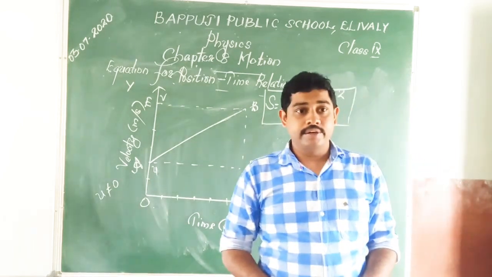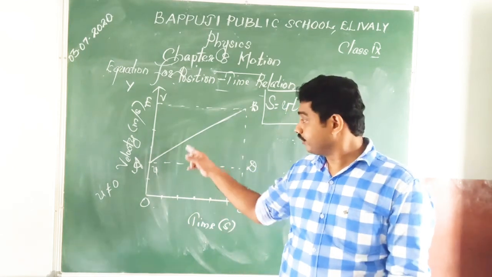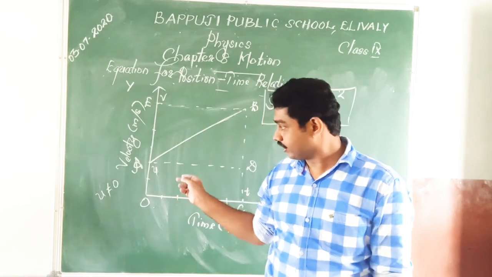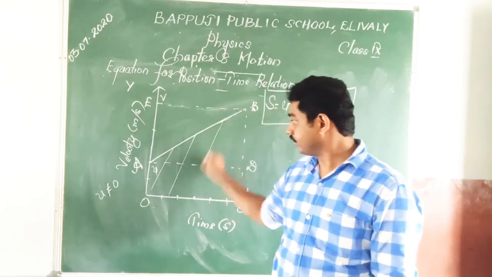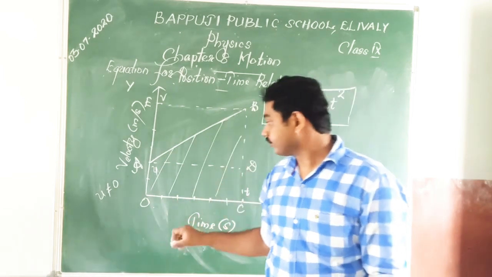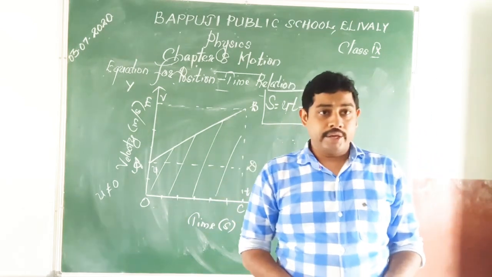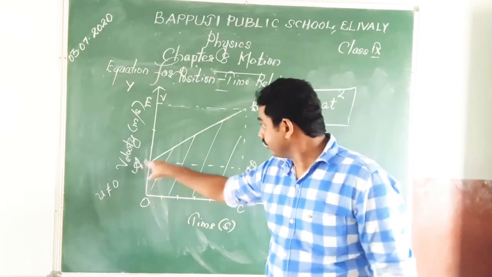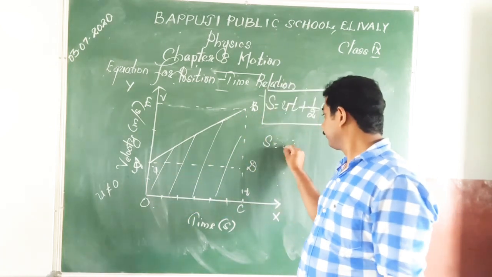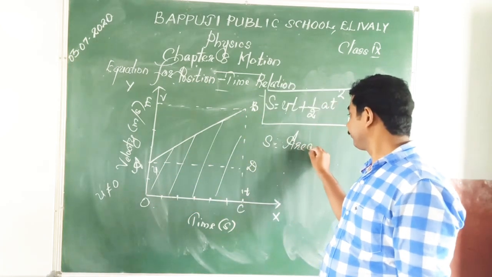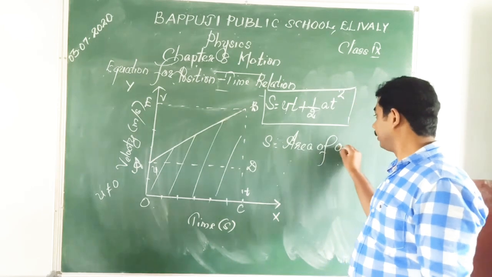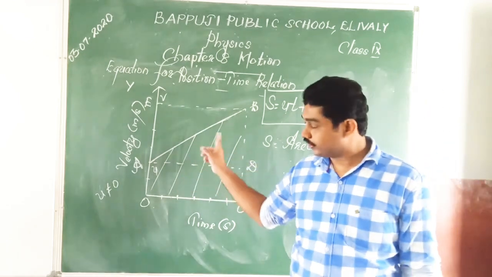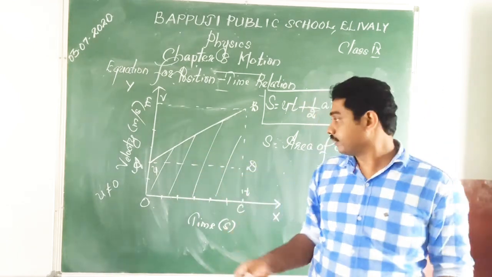Then we have studied that the area enclosed within the velocity time graph gives displacement. So the area OABC gives displacement.